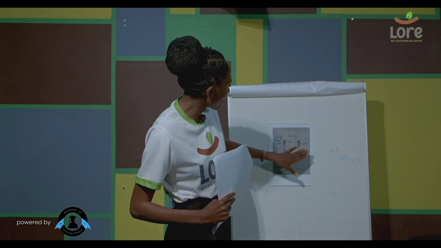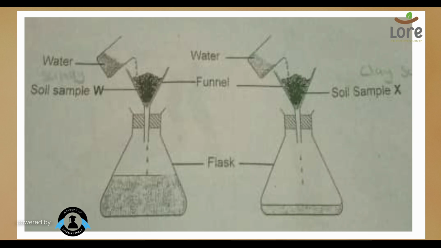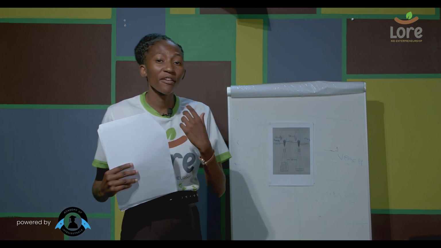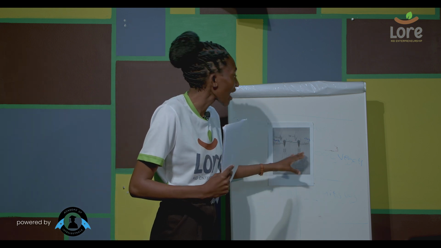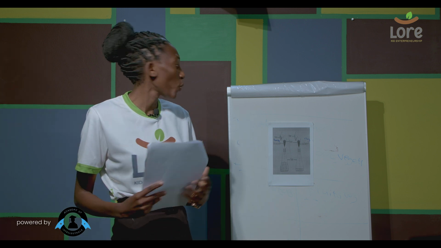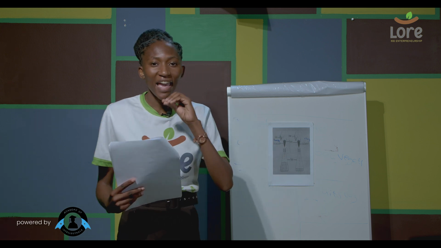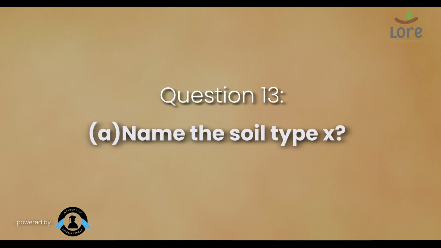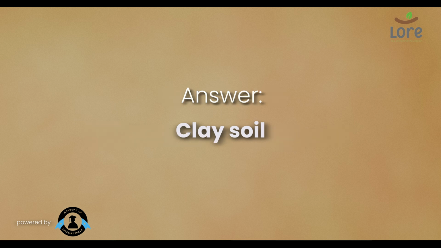And then with soil sample X, we can see that there is less water compared to soil sample W, meaning that one characteristic of soil sample X is that it has sticky particles, making it difficult for water to pass through into the flask. The type of soil that has sticky particles is clay soil. With that information, we can now go back and answer our question. Our question was saying, name the soil type X. It means that our soil type X is clay soil.